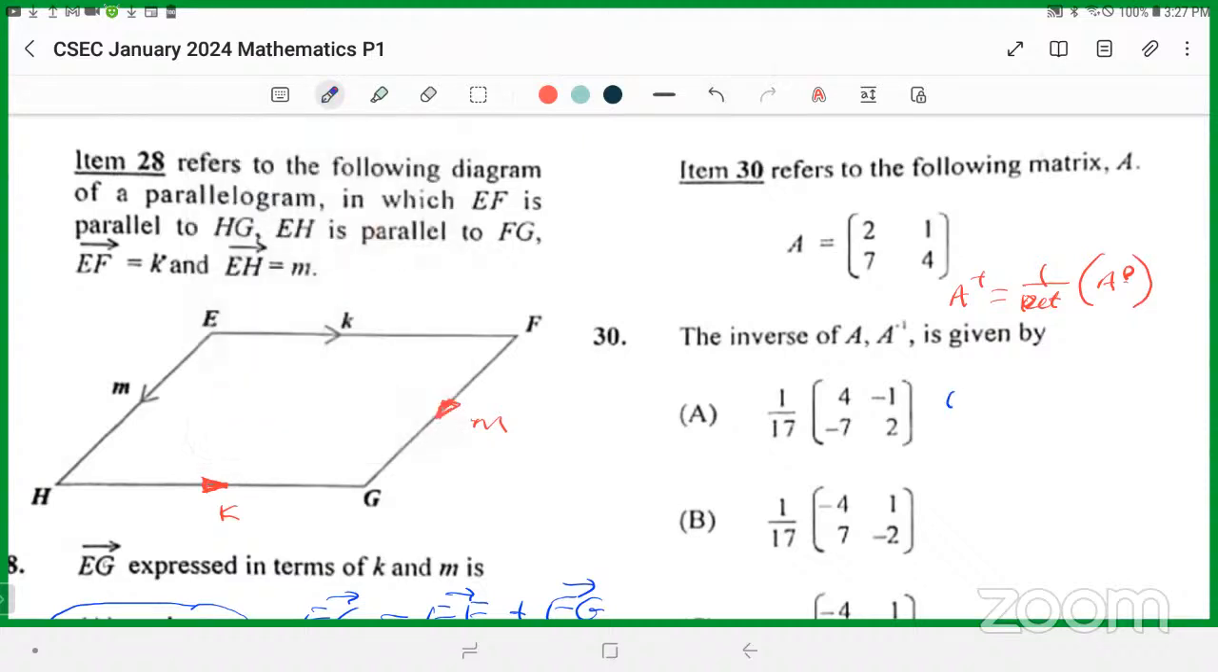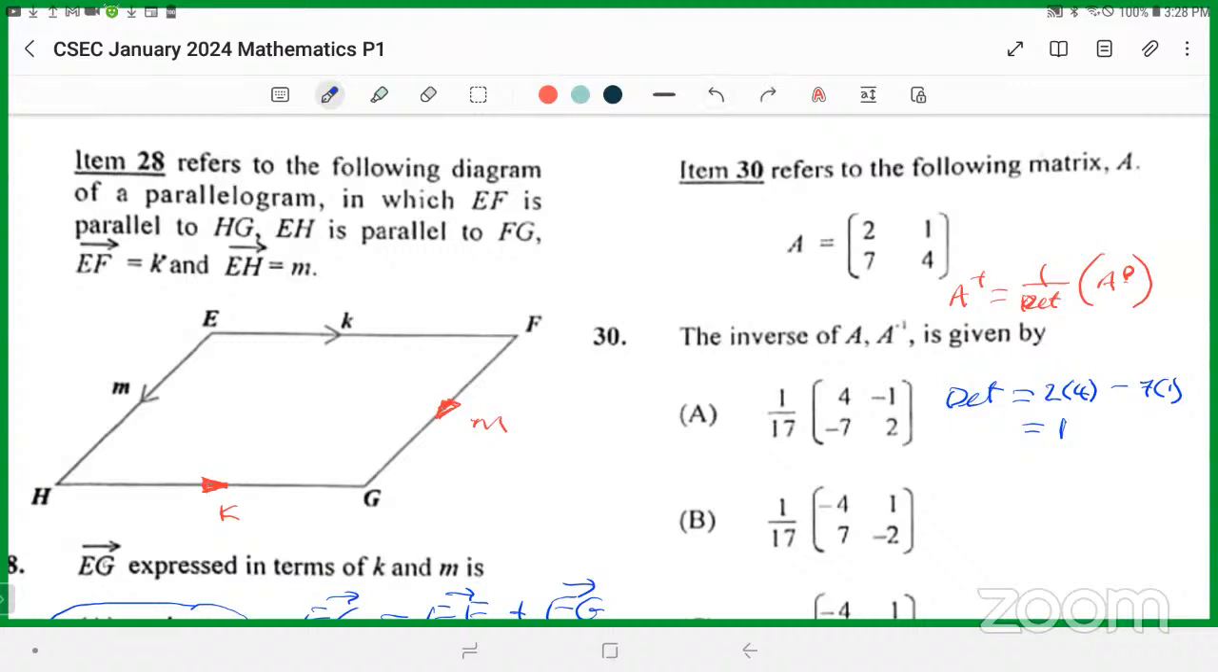The determinant is going to be equal to this product over here, which is 2 times 4, minus this product over here, which is 1 times 7, or 7 times 1. That's 8 minus 7, which is 1. So the determinant is 1. What is the adjoint to go here?